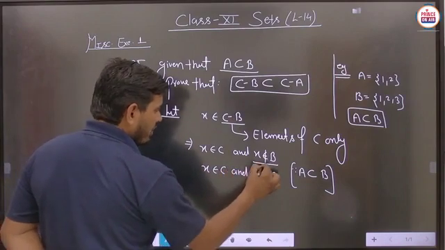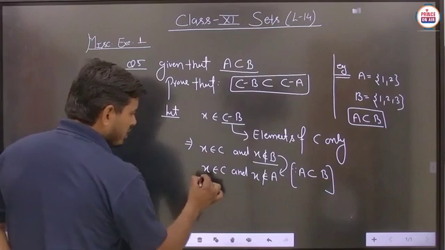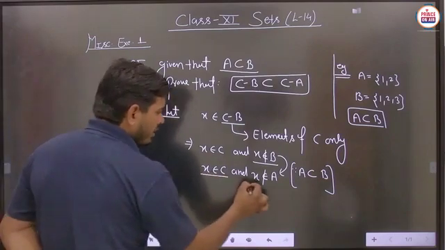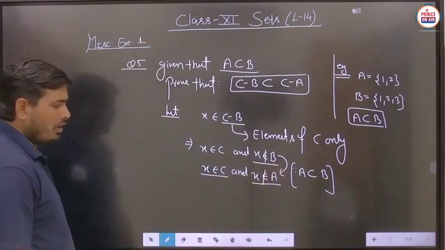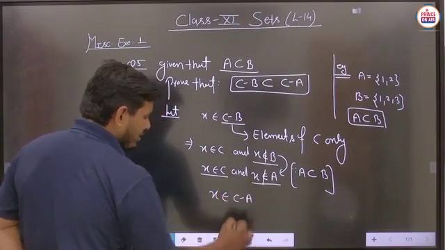So here we will just derive this result according to the given condition. Now, student, if this x belongs to C and we are saying that x does not belong to A, then definitely you can say that x belongs to C minus A. Is it clear?